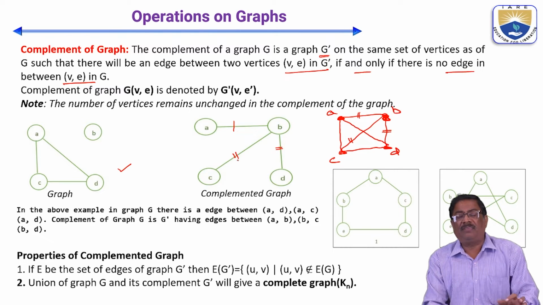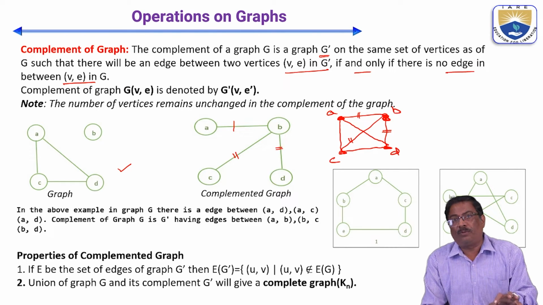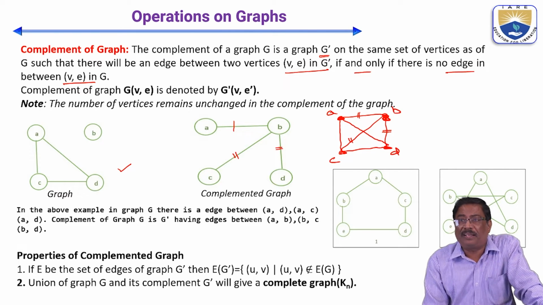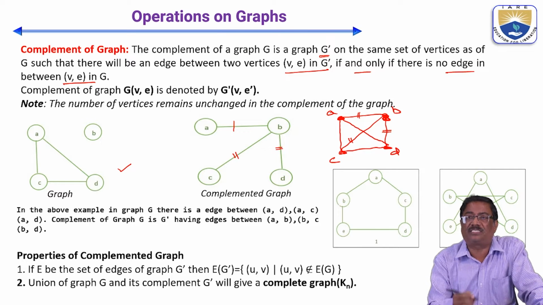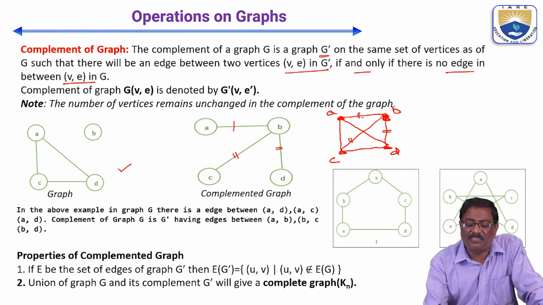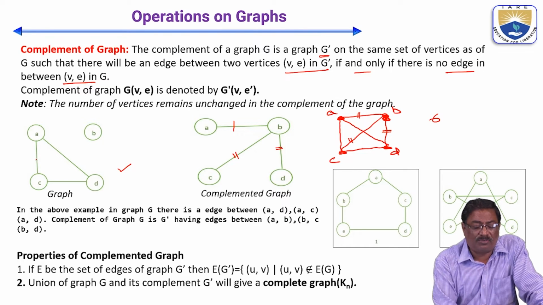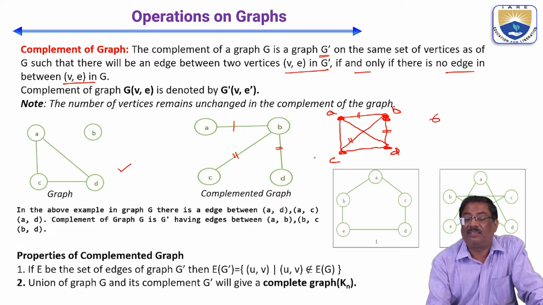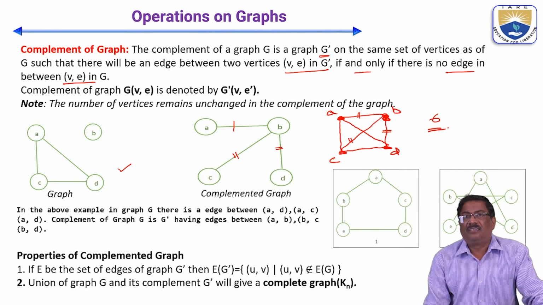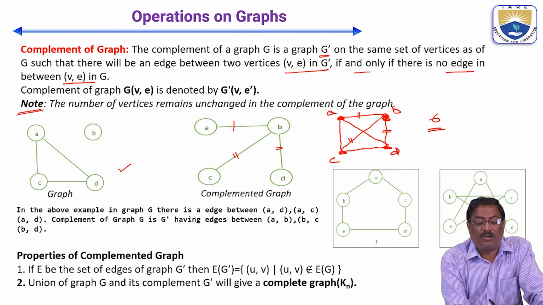That means whatever the edges are there in the original graph, the edges should not be there in the complement graph, whereas the other edges which are present in the complete graph, those edges are in the complement of a graph. So totally how many edges are there? 1, 2, 3, 4, 5, 6 edges are there. So here also I am writing 1, 2, 3 and remaining 3. So there are 6 edges. So in this way we can calculate what is a complement of a graph.